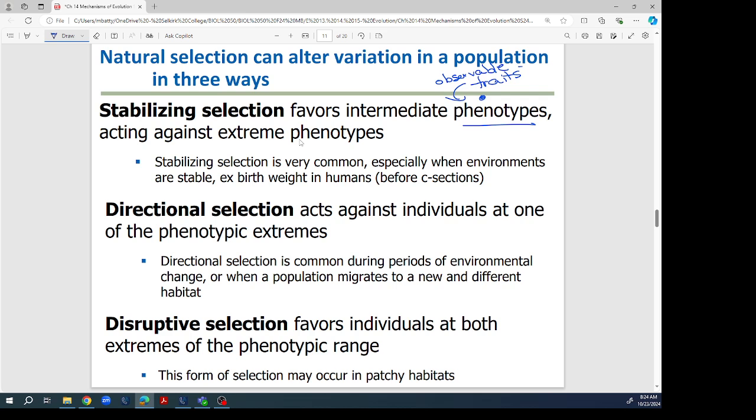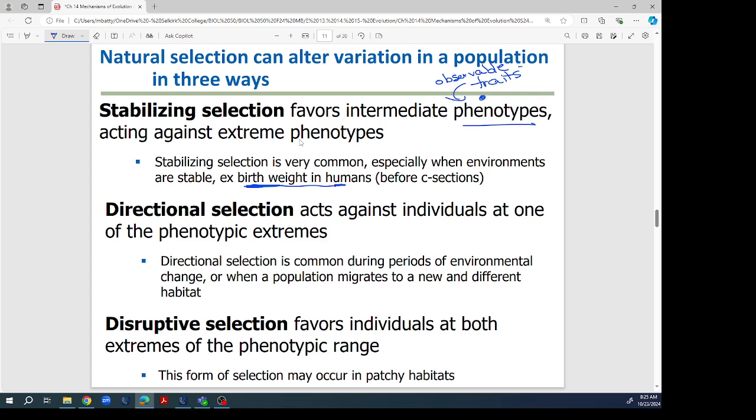The example here is before C-sections, the birth weight in humans would have been under these pressures. And so a large baby, that's really hard for a mom to birth naturally. And then a small baby is vulnerable once it's born. And so now with all of our medical interventions, this selective pressure is not really as significant as it once was, but that's that idea of the average being sort of established or favored.